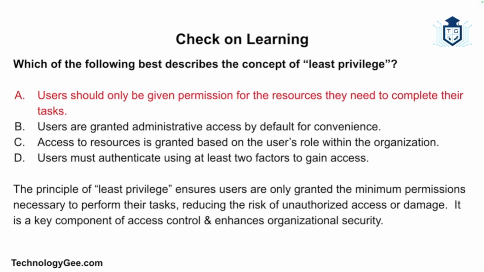And the correct answer is users should only be given permission for the resources they need to complete their tasks. So the principle of least privilege ensures users are only granted the minimum permissions necessary to perform their tasks, reducing the risk of unauthorized access or damage. It is a key component of access control, and it enhances organizational security.